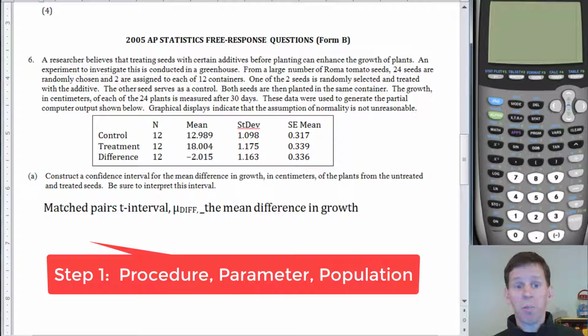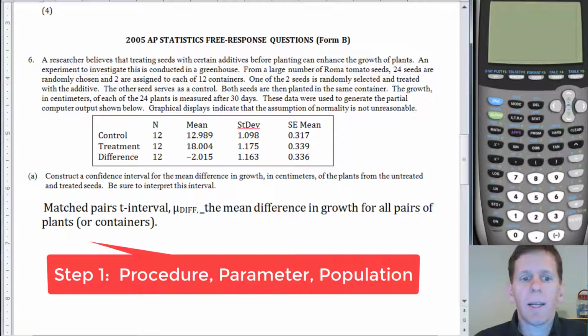So if that's your sample, the population is going to be all sets of plants or all containers. And I think it makes sense because when you're talking about a difference, you're getting at the idea of subtracting things. So we're subtracting values from 2 pairs of plants, for example.